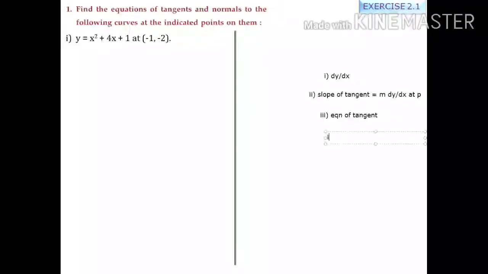After this, the fourth step is finding the slope of the normal. The slope of the normal is obtained by the reciprocal of the slope of the tangent with opposite sign, that is minus 1 by m. After getting the slope of the normal, the last step is the equation of the normal. The equation of the normal is obtained by the formula y minus y1 is equal to m times (x minus x1), where m is the slope of the normal calculated in the fourth step.